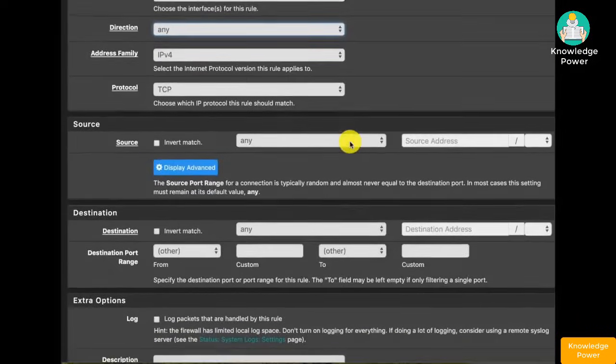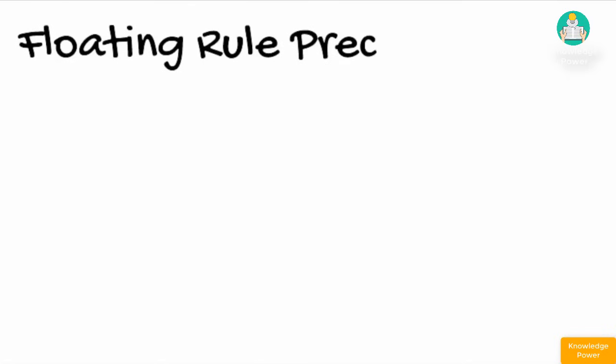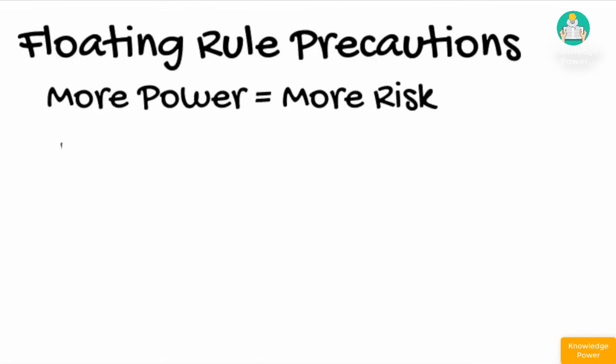Now we'll cover some high-level considerations for floating rules. There are some precautions with floating firewall rules. They are more flexible than regular rules, but because of that, they're also more risky. You could misconfigure something that may deny, or worse, permit traffic you don't intend.